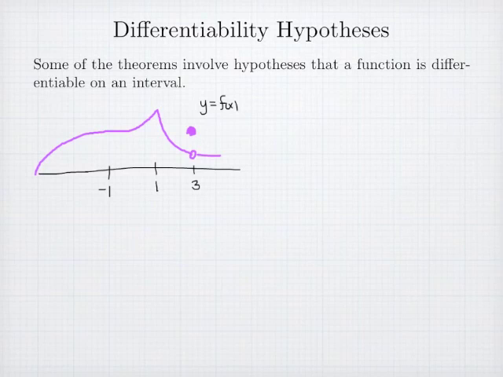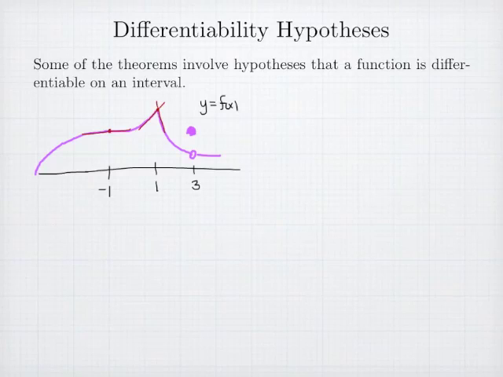At -1, my function is differentiable. I have a clear tangent line at that point. On the other hand, at 1, I do not have a clear tangent line. I might think about having a line coming from the left. This means I'm going to be left differentiable. There is a derivative coming from the left, but there's also a derivative coming from the right. The problem is those two don't agree, so my function is not differentiable at that point.